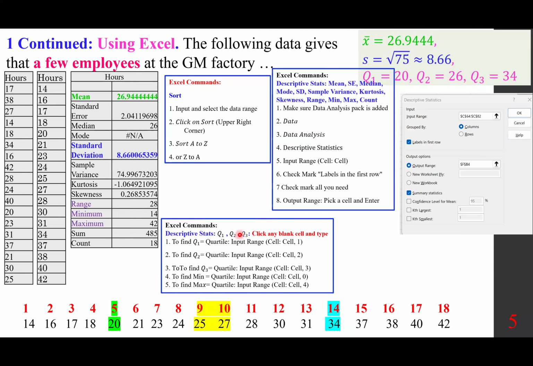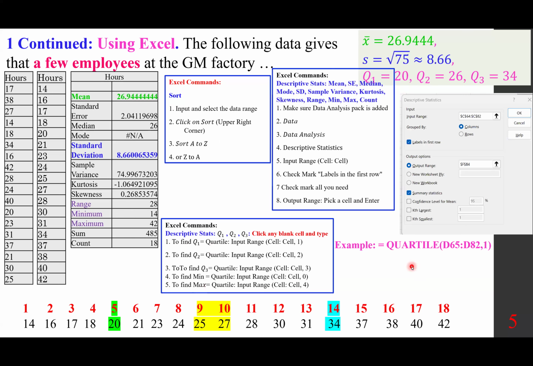Now, for Q1, Q2, Q3, click any blank cell and type. For example, for Q1, just input the range that you want. You put from this cell to that cell, and then 1, that means Q1. If you put 2, that means Q2. If you put 3, that means Q3. If you put 0, that means find the mean. If you put 4, that means find the max.